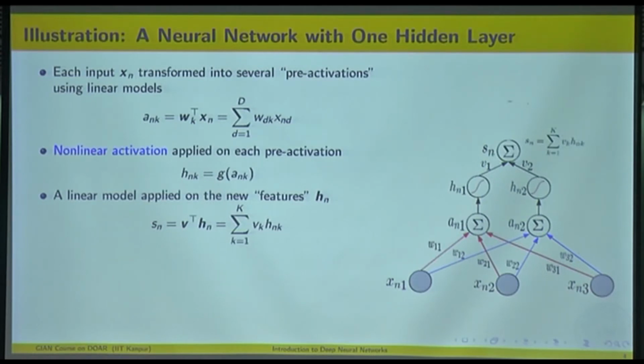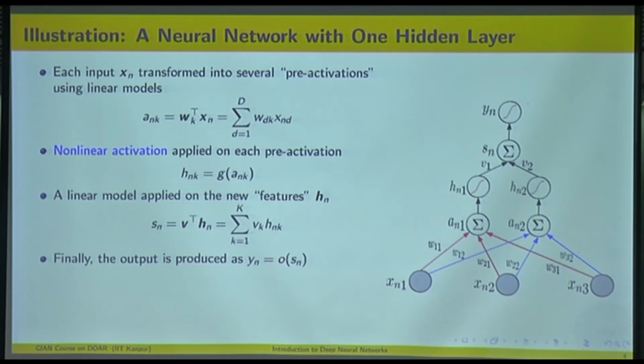Now this may or may not be your final prediction. Suppose your prediction is a label 0 or 1, or the probability of the label being 0 and 1. Then you can again pass Sn through a sigmoid. If, let's say, you are doing regression, then Yn can just be Sn. So the final output will be Yn as O of Sn.